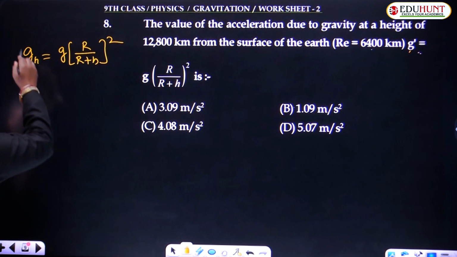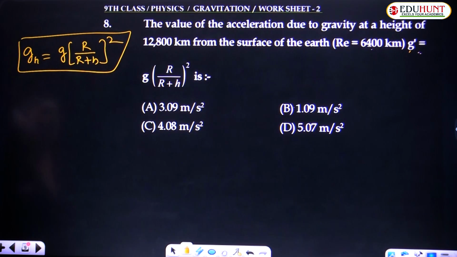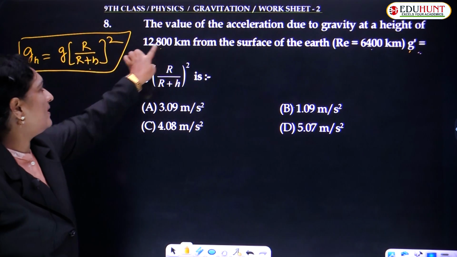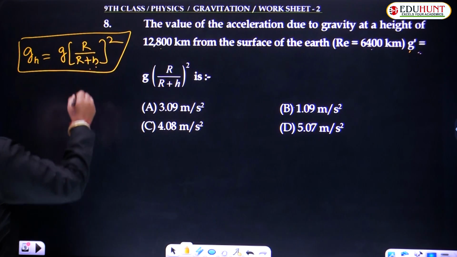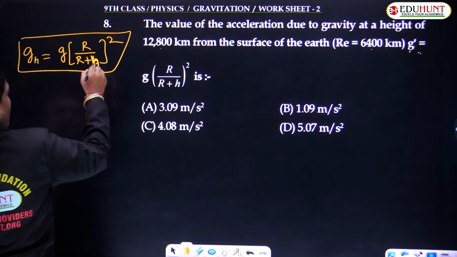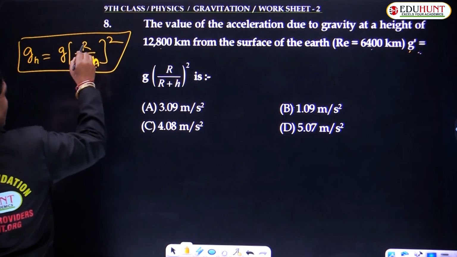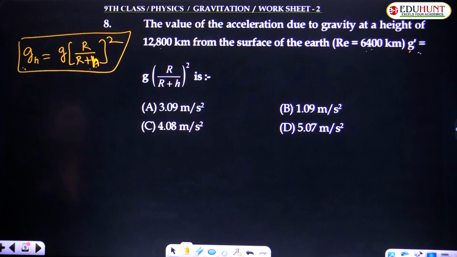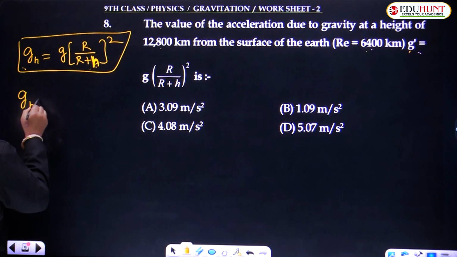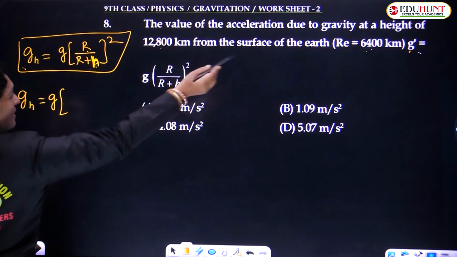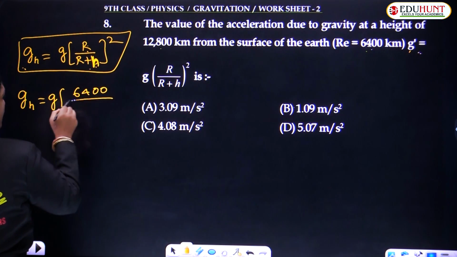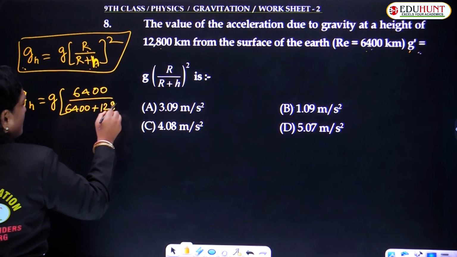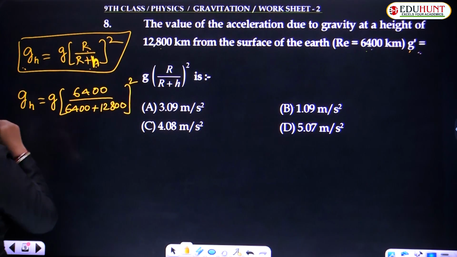So let us substitute this formula. The value of the acceleration due to gravity at a height h. How much is the height given? 12,800 kilometers. The height h is given as 12,800 kilometers from the surface of the earth, and R is the radius of the earth, given as 6,400 kilometers. You are asked to find out gh. Substituting those values, we have g times (6,400 kilometers upon 6,400 kilometers plus 12,800 kilometers) whole square.